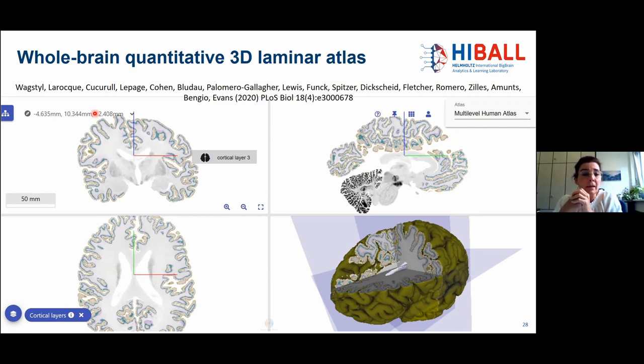Still needs refining in some parts of the brain, and mainly the parts of the brain where it needs refining is the parts of the brain where also neuroanatomists would often have problems in identifying these borders. So this is another challenge, you know, for people working with, for example, deep learning algorithms, and so on.